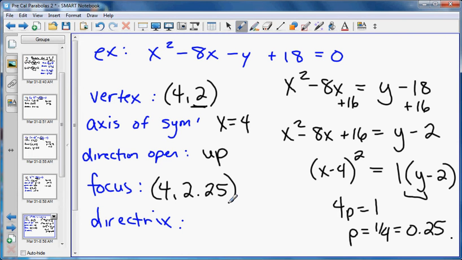The directrix is a line. It's with y, so we'll use y equals, and I subtract p from the y value. So I do 2 minus 0.25 and get 1.75.